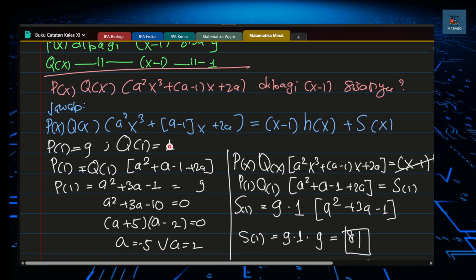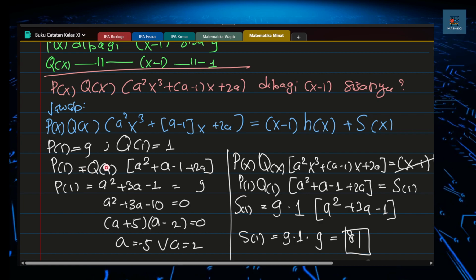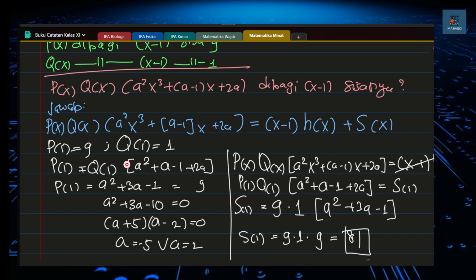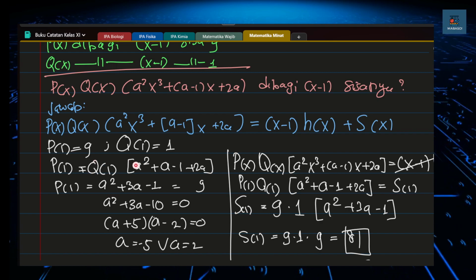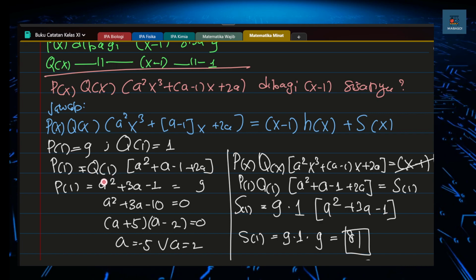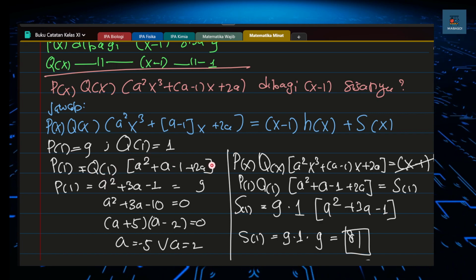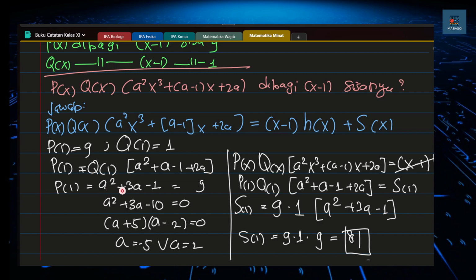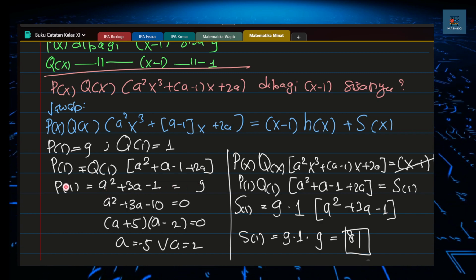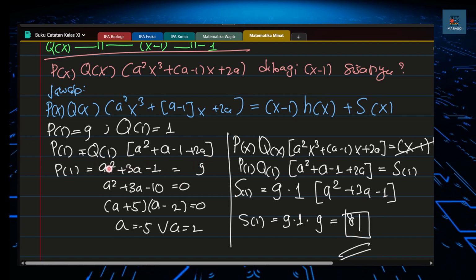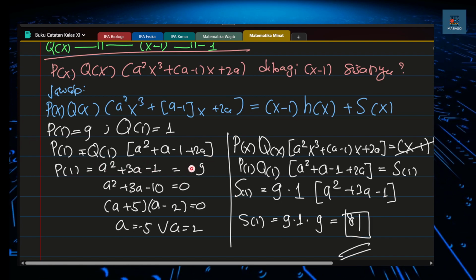Now we know that K(1) is equal to 1. We could insert it into the equation. K(1) is equal to 1, and then the rest of the equation would depend on this term. Since K(1) is equal to 1, this term could be simplified into a squared plus 3a minus 1. And we know that P(1) is equal to 9. So this is the equation: a squared plus 3a minus 1 equals 9.